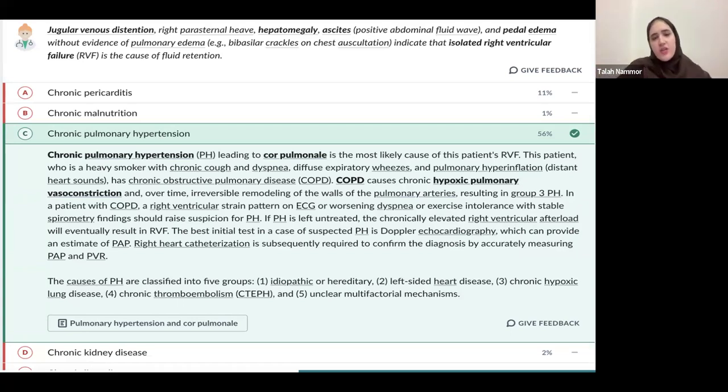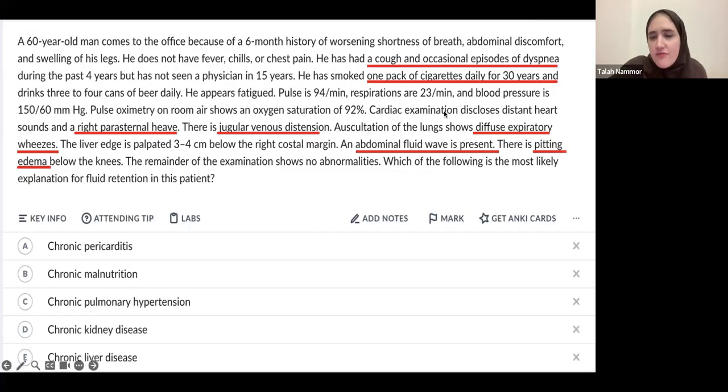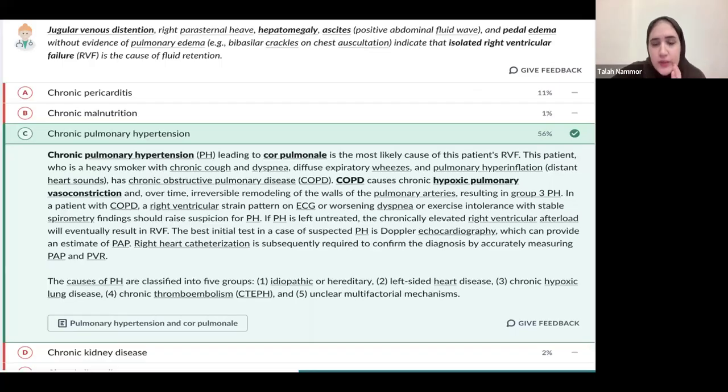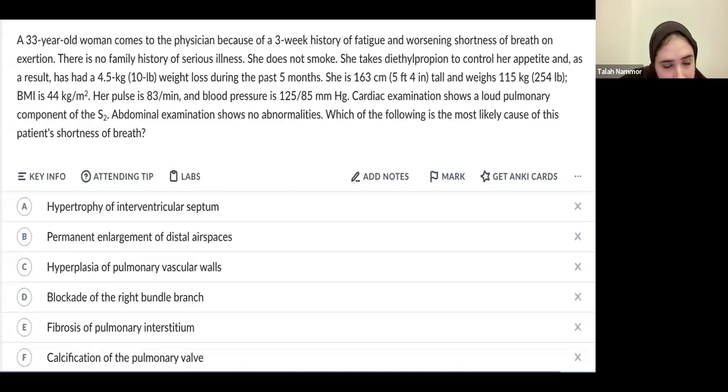Right heart failure can be caused by chronic pulmonary hypertension, and he's already having a cough and occasional episodes of dyspnea, so it's showing us that the lungs are affected. Okay, it's clear, it's easy, you guys knew it. Slay.